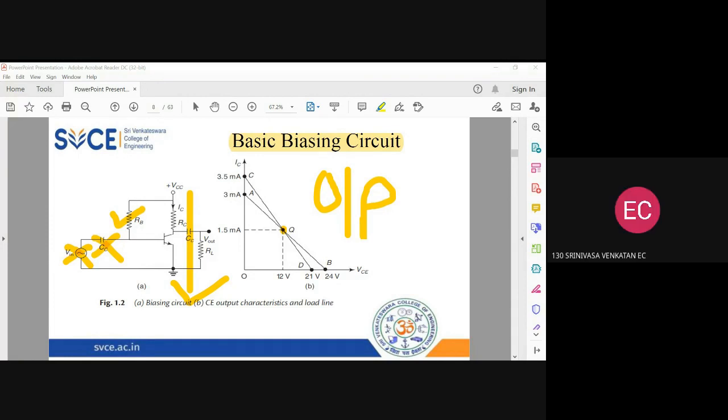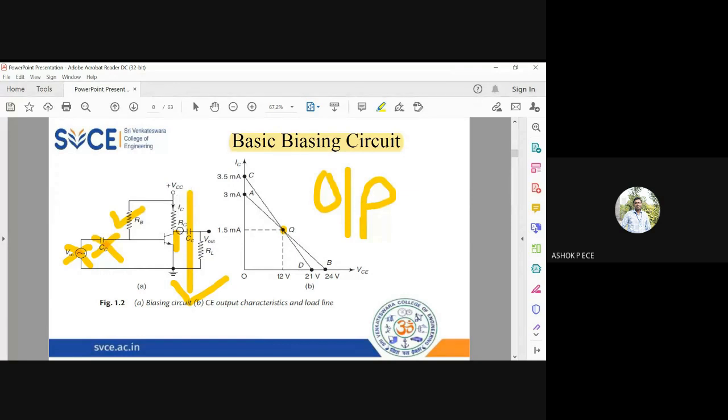V out, sir. No, I told you, don't worry about CC and RL. I have removed CC and RL because for biasing, I'll be considering only the transistor and the biasing resistance. The voltage is VCC. What is the other voltage available? It is between collector and emitter. This VCE will be available. This VCE is present here. So I have two voltages, VCC and VCE.